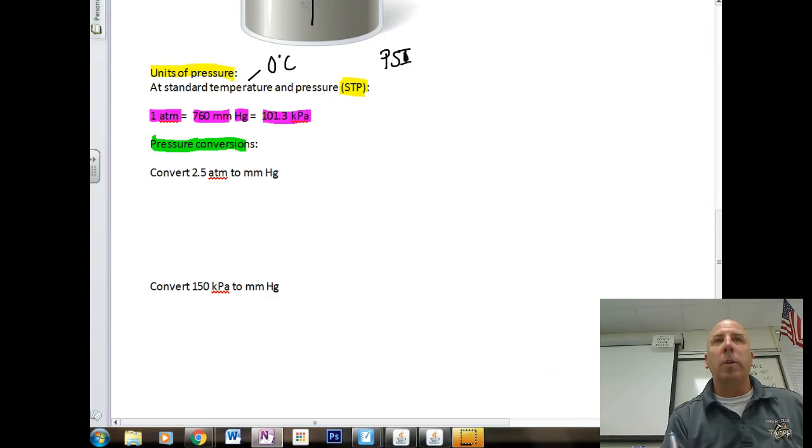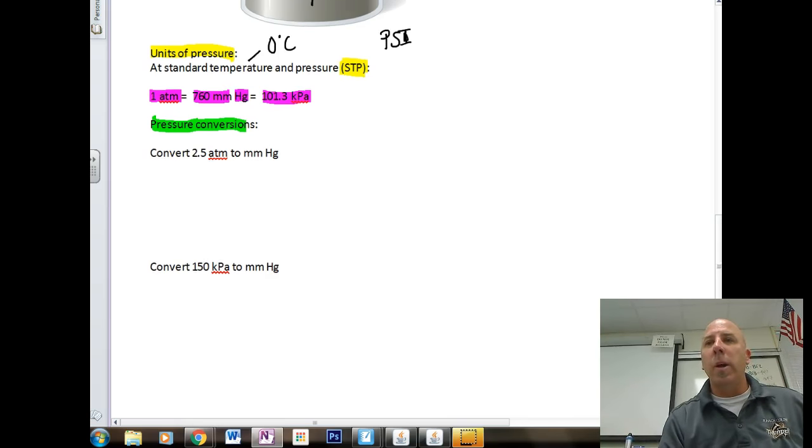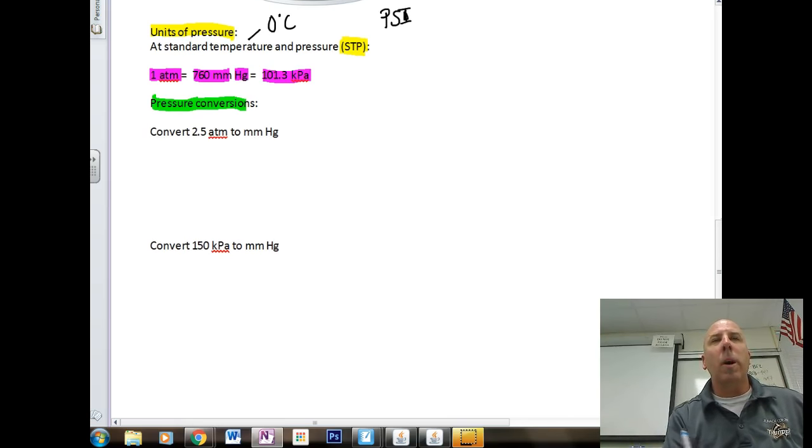So let's take a look at some pressure conversions. These are really easy to do, and they work really similar to the mole concept. So the first pressure conversion is: convert 2.5 atmospheres to millimeters of mercury. What I'm going to do is identify my known quantity, just like I always do in mole calculations. So my known quantity here is 2.5 atmospheres.